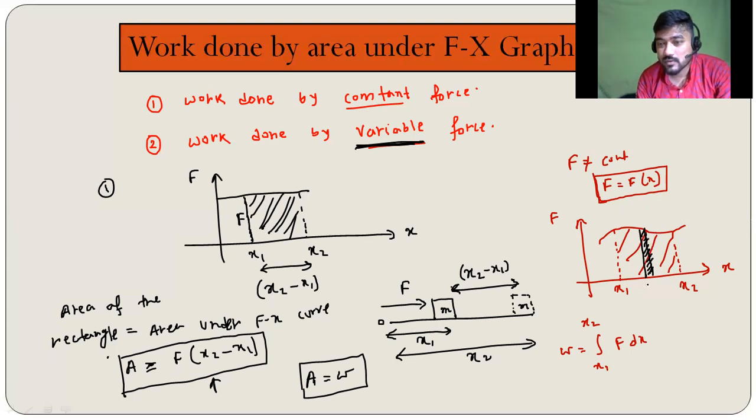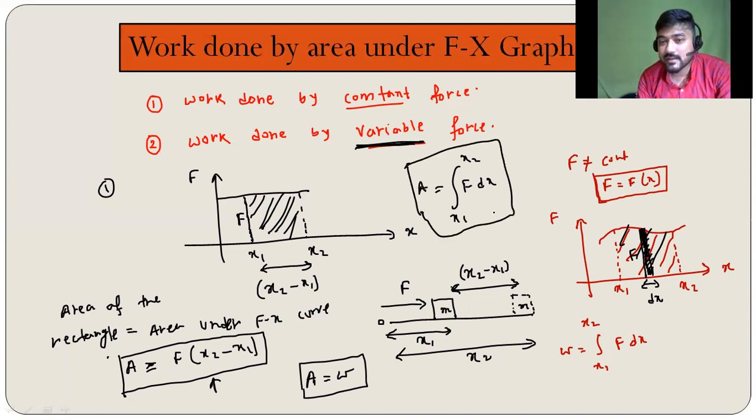Okay, so let me suppose that this is a rectangular strip. The small strip looks like a small rectangle, which has width dx and height F. So what will be the area of the small rectangle? The area of the small rectangle is F dx. So what will be the total area? Total area will be the integration of F dx from x1 to x2. This is the area under this curve. And you can see again the area under this curve and the work done by the variable force give the same expression.